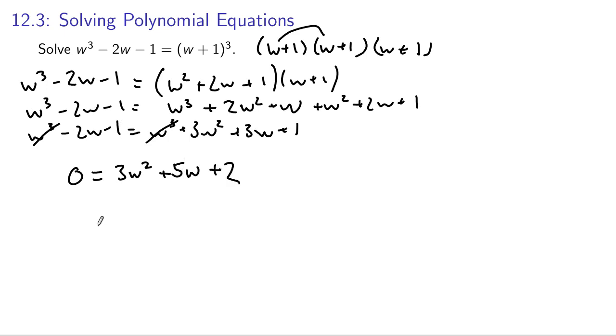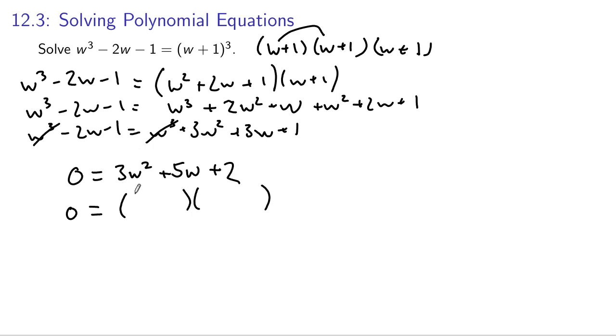We could solve this by factoring. We could solve this with the quadratic formula. Let's see if we can factor this first. It's a little trickier because we have the 3 here in front of the w squared. So we would have to find numbers that multiply to 6 and add to 5, which would be 2 and 3. So we could try that and see if we can make that work.